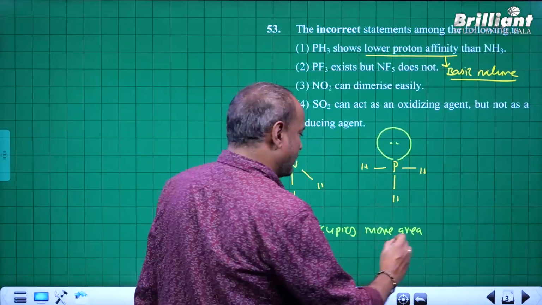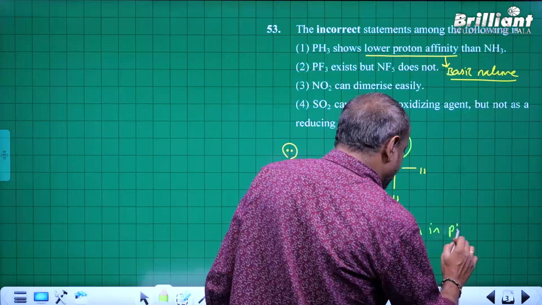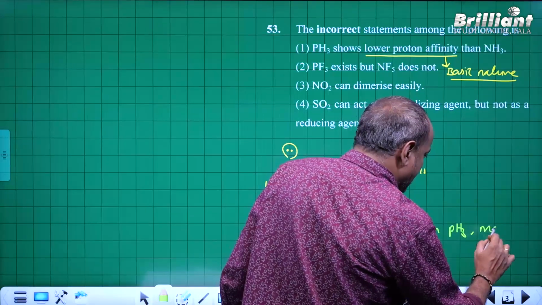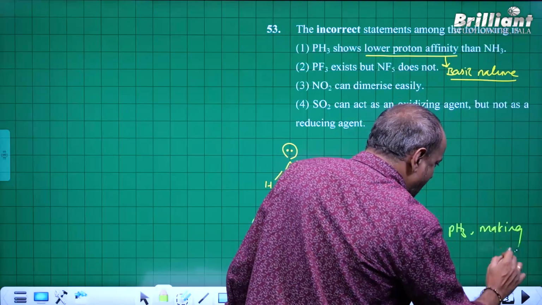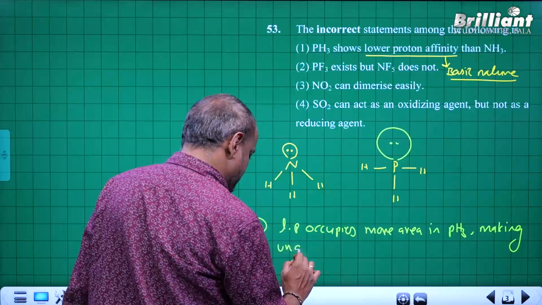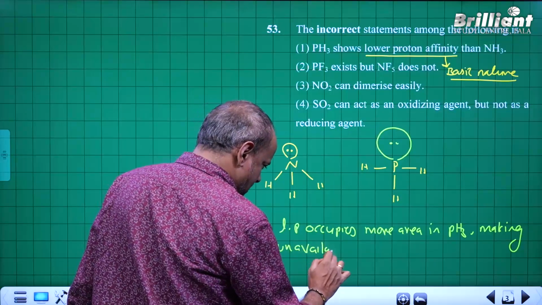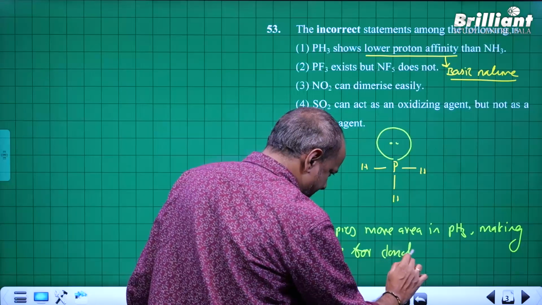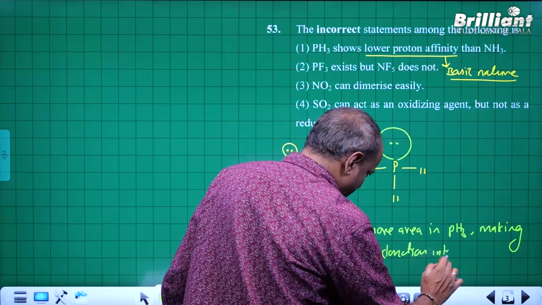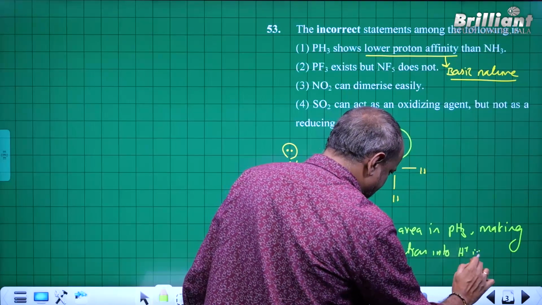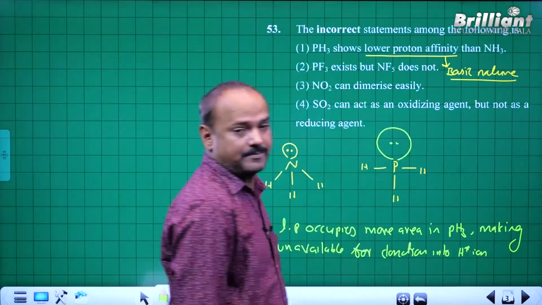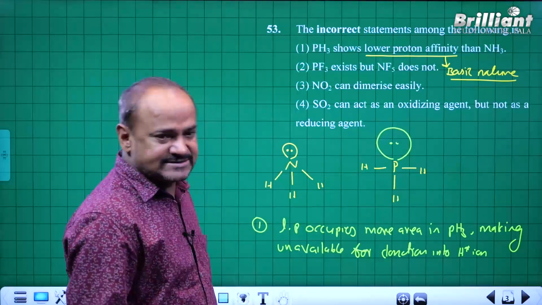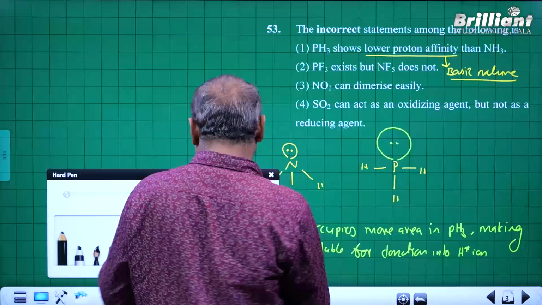The lone pair occupies more area in PH3, making it unavailable for donation to the H plus ion or proton. That is one reason. The second reason is called Drago's rule.